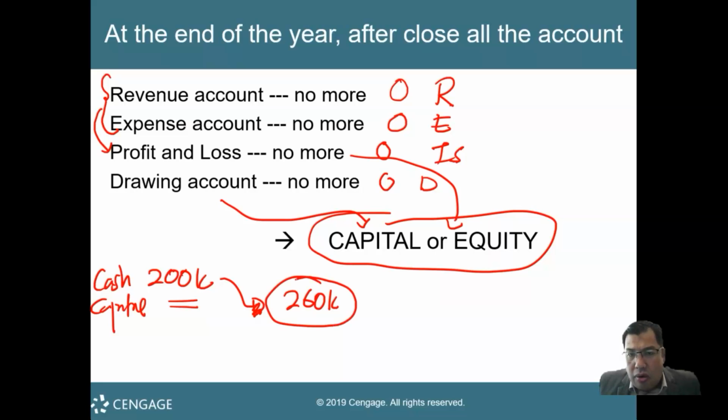Why does the capital grow? Because your revenue is more than your expense, and you don't take a lot of cash home for your personal use. So that's why the capital grows. That's why when people run a business, they make a lot of money when they are able to generate more revenues than what they spend. But if you run a business and your expenses are too high, this capital of 200,000 won't be 260,000. It can be less than that, because loss reduces your capital, profit increases the capital.